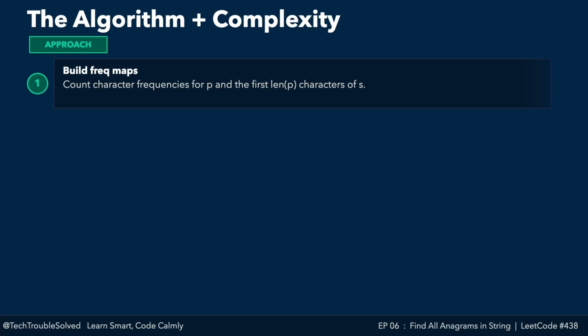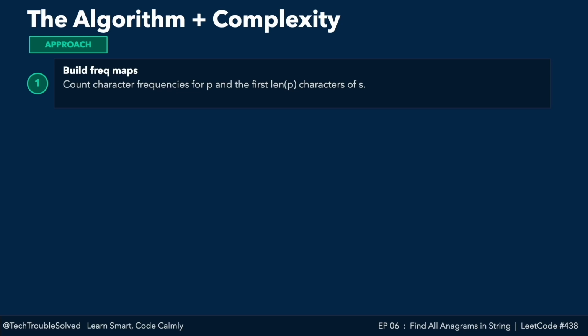Decision 1. Build both frequency maps before the loop. We count p once. It never changes. We count the first window of s once. That's our starting point. This is setup you do outside the loop, not inside.